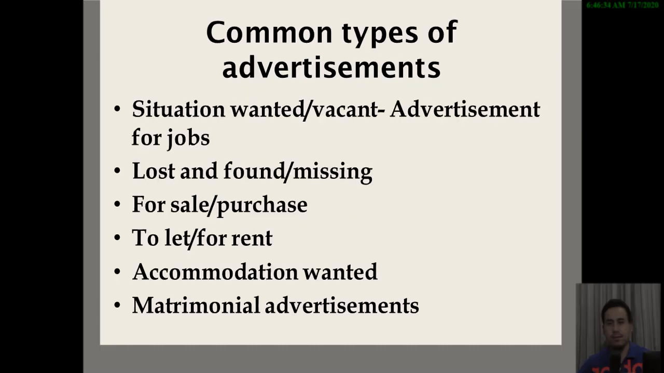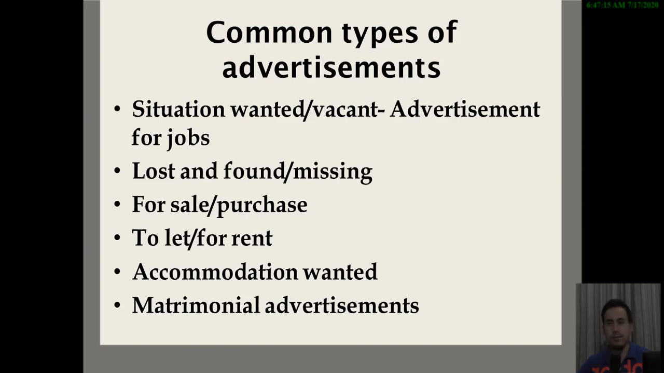So common types of advertisements are situation wanted or vacant. These are advertisements for jobs. The next one is lost and found or missing. So you lost something and you want to advertise it in a newspaper. The next one is for sale or purchase. Remember, you want to sell something or you want to purchase something.